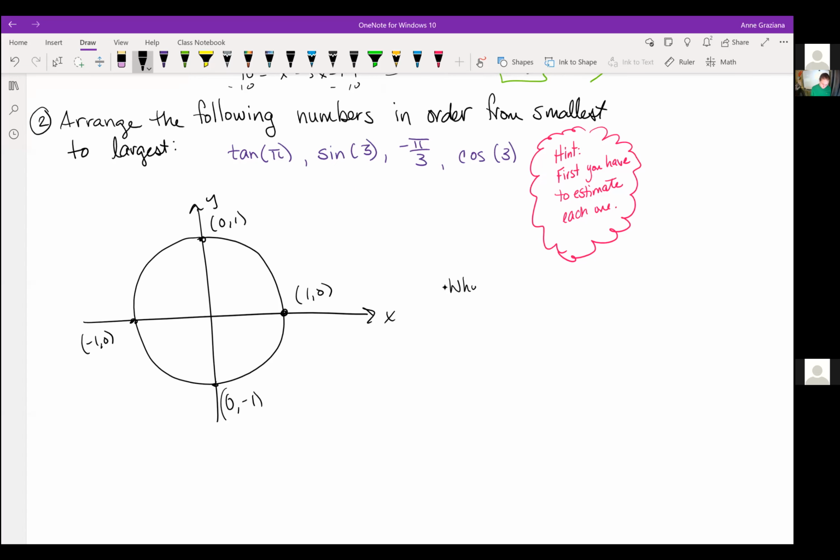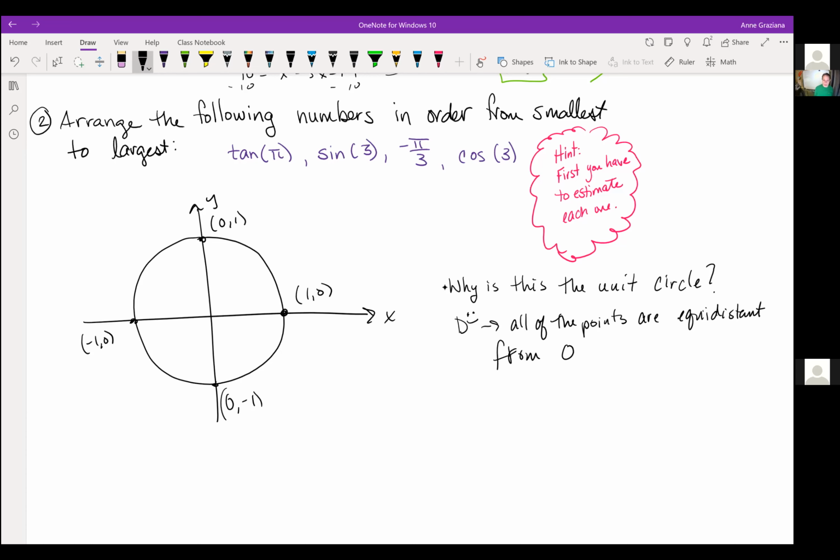All the points are the equal distance from the center. Yes. Why is this the unit circle? D'Angelo gave a beautiful answer. All of the points are equidistant. So did you say equidistant from 0? I said the center. From the center. But specifically, how are they equidistant? Did you give me a measurement for that?